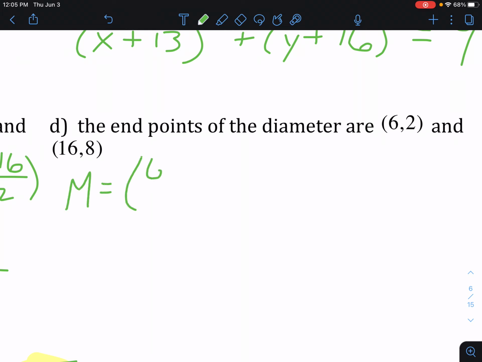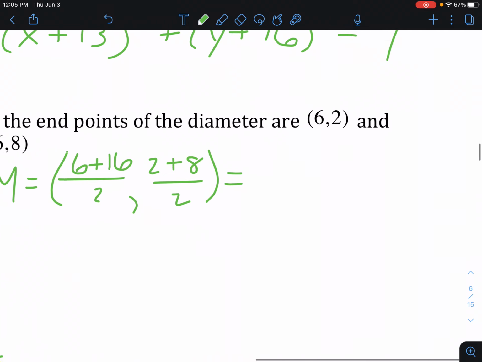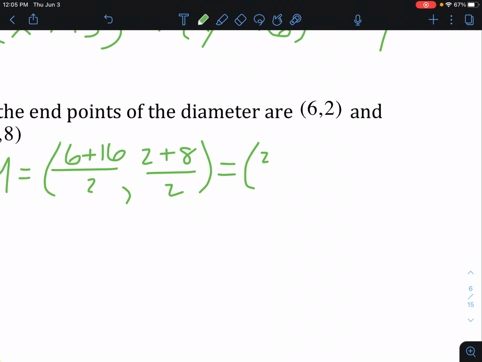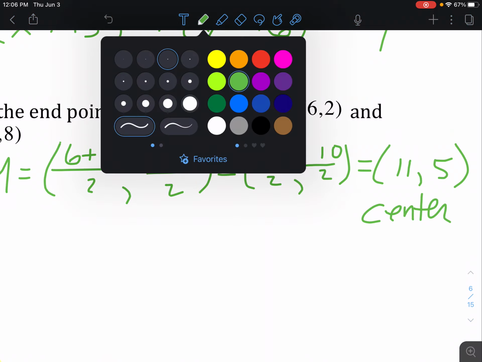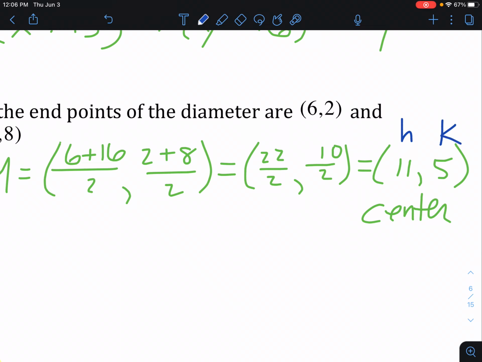So we're going to add the x's, divide by 2, and add the y's, divide by 2. So that'll be 22 over 2 and 10 over 2 after adding. And then divide them each by 2, and we'll have 11 and 5. So again, that's my center. So that is going to be my h and k when I go into my formula. And remember, your center is also needed to help you find your radius.